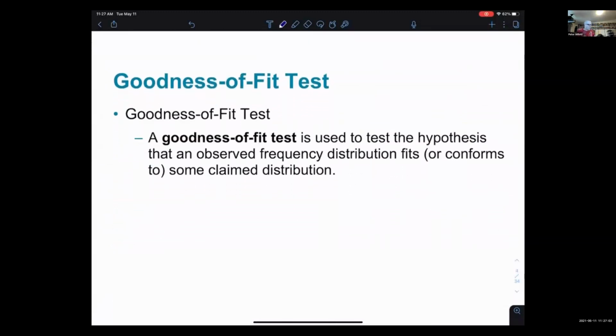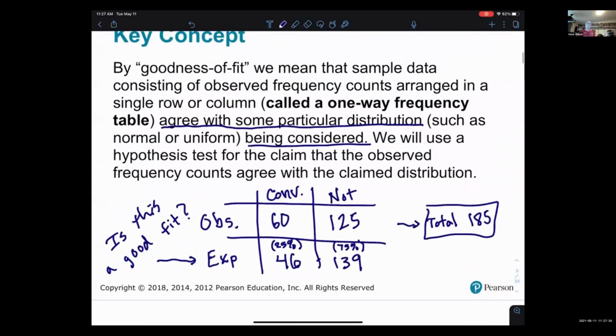So we're going to want to have a hypothesis test for this. A goodness of fit test is used to test the hypothesis that an observed frequency distribution fits or conforms to some claimed distribution. So in this case, I could make a hypothesis test that the observed distribution of convertibles to non-convertibles fits with my expected 25% convertible, 75% not convertible distribution. This is what I think the population has, and then I take some observations and see if it fits with my expectations.